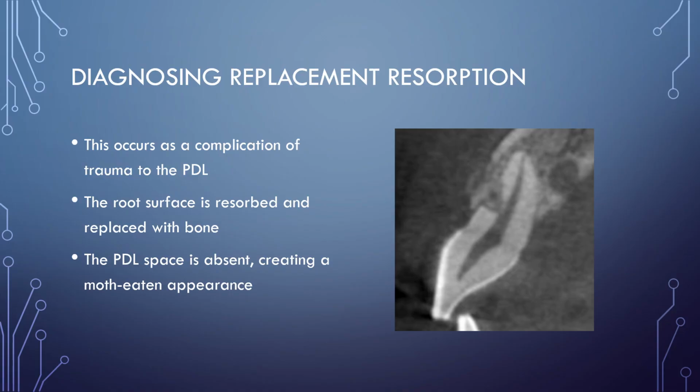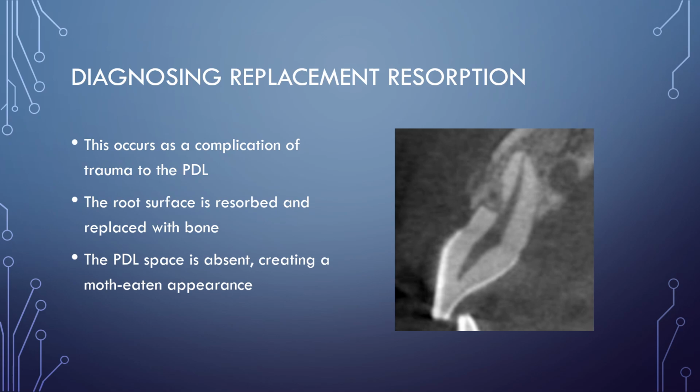Replacement resorption, commonly referred to as ankylosis, occurs when severe trauma causes extensive cellular death to the periodontal ligament. When evaluating the CBCT of a suspected ankylosed tooth, your primary focus must be on the PDL space. The hallmark radiographic sign of replacement resorption is the complete absence of this dark PDL line. On your cross-sectional slices, look closely at the bone-to-tooth interface.